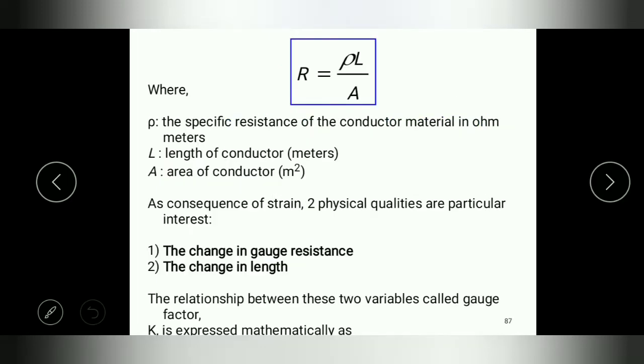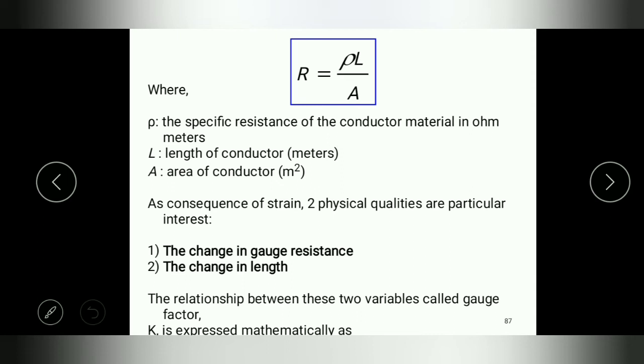So the resistance R can be defined by the formula R = ρL/A, where R is the resistance, ρ is the specific resistance of the conductor material in ohm meters, which is a constant for each and every material, L is the length of the conductor, and A is the cross-sectional area of the conductor.